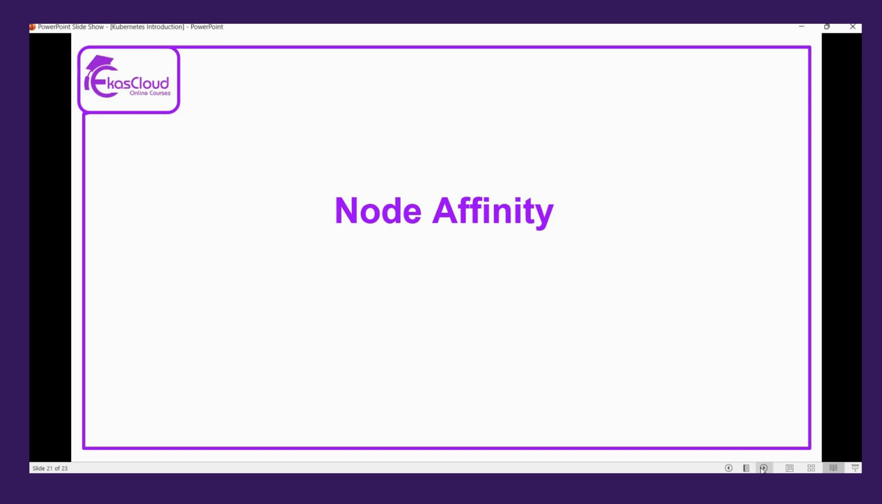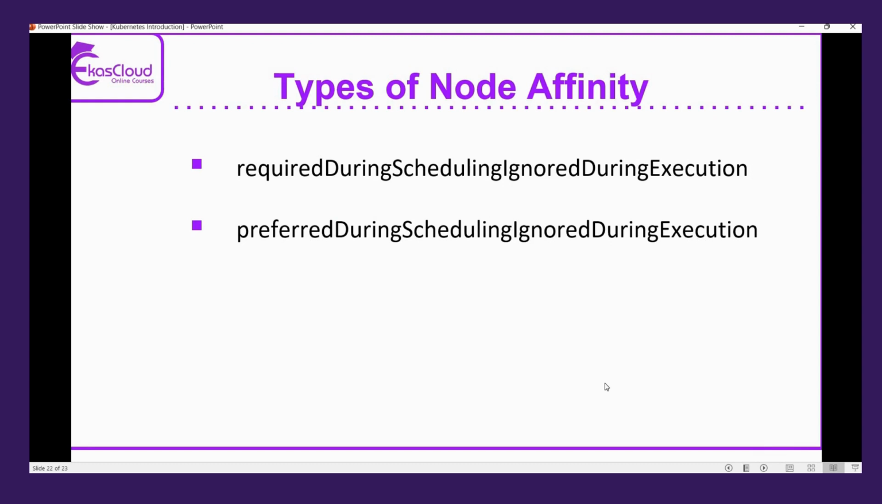Let's move to the next slide. Here the node affinity is of two types. One is required during scheduling, ignored during execution. Another one is preferred during scheduling, ignored during execution. First we can see the required during scheduling, ignored during execution.